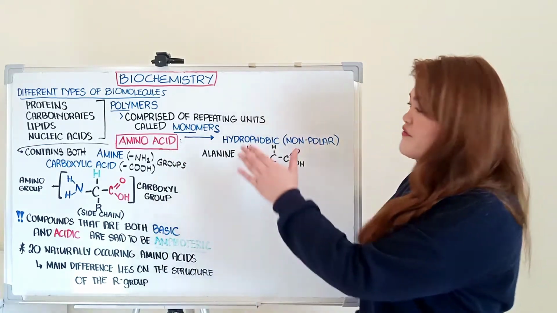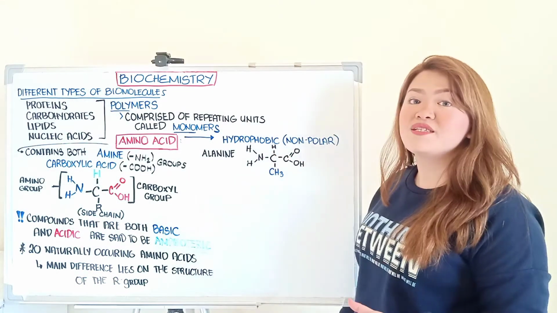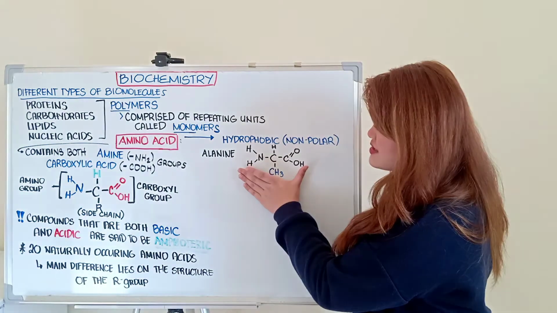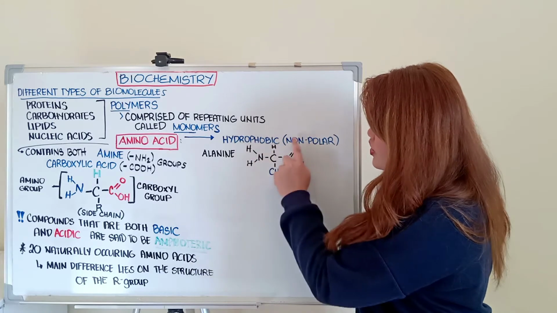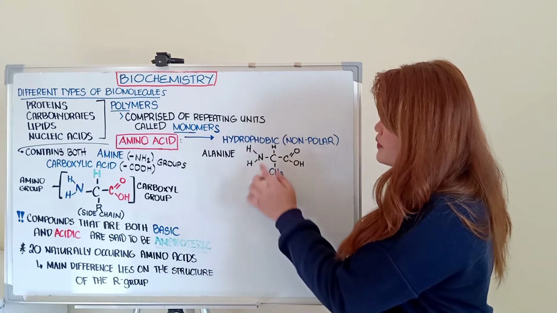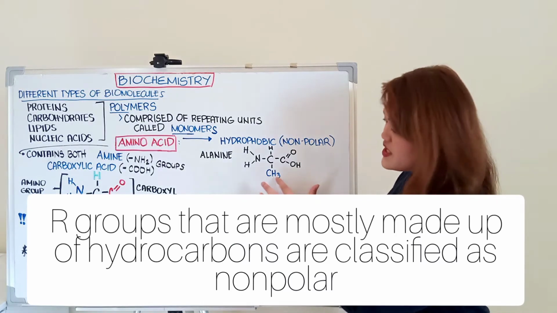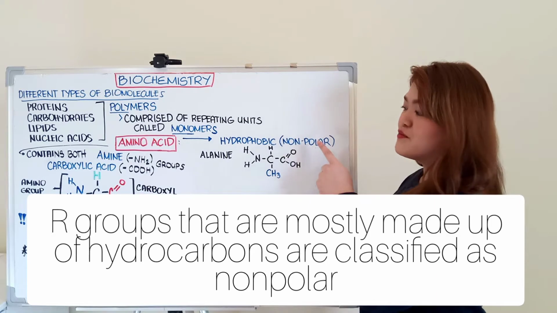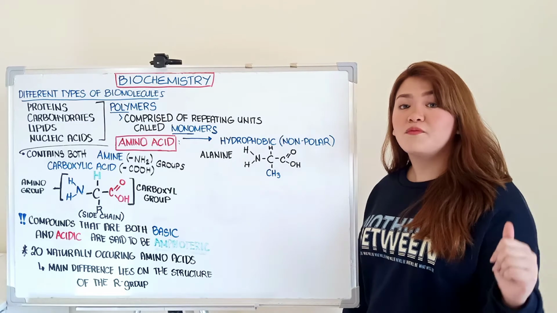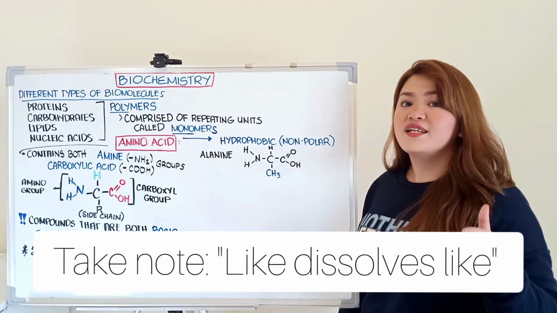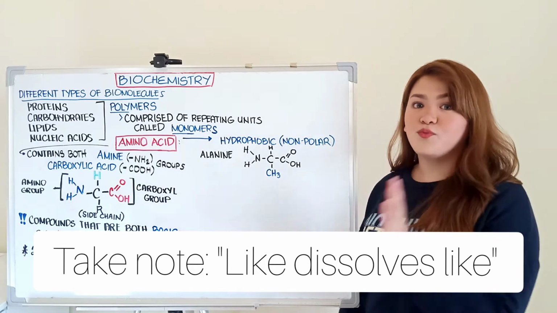For example, we have the hydrophobic or the non-polar amino acids such as alanine. Kung mapapansin nyo, we have the general structure of amino acid wherein we have a central carbon atom which has an amino group, carboxyl group, hydrogen group, and the R group. The R group of alanine is mainly composed of hydrocarbons, meaning hydrogen and carbon, which makes them non-polar or hydrophobic. This means they are water-fearing because they do not mix well with water, which is polar. Natatandaan yun, like dissolves like, so non-polar to non-polar, polar to polar lang.